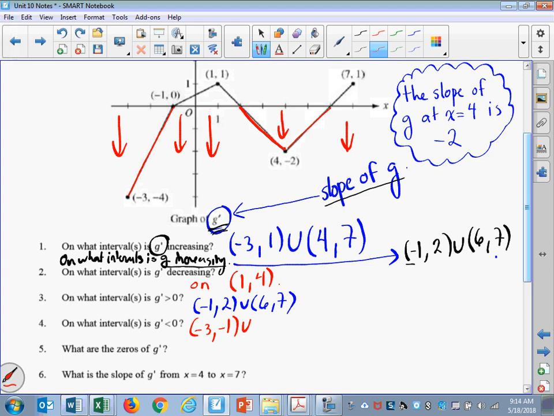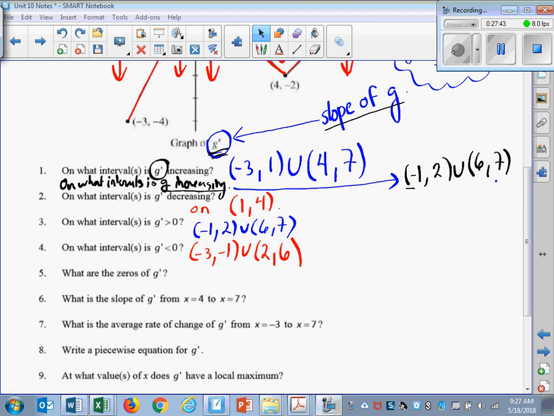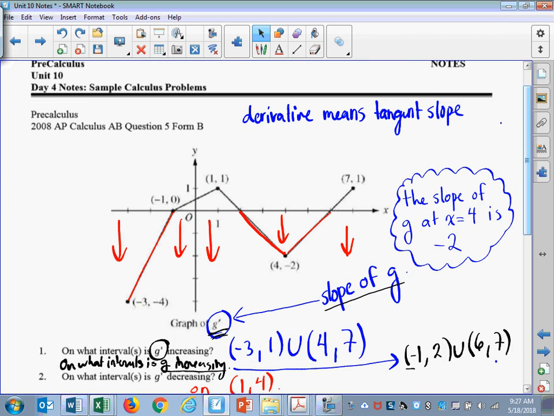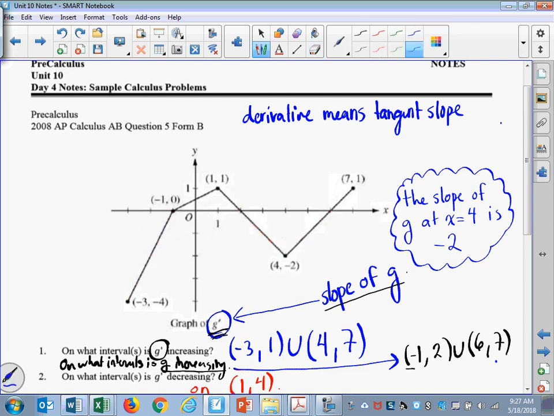Problem number 5 says, what are the zeros of g prime? So let's look up here. We're looking at the graph of g prime. We want to find, what are zeros again? Zeros are also known as roots, or x-intercepts. So you want to find these x-intercepts of the graph. So here's 1, 2, and 3. So we want to write all of those down.